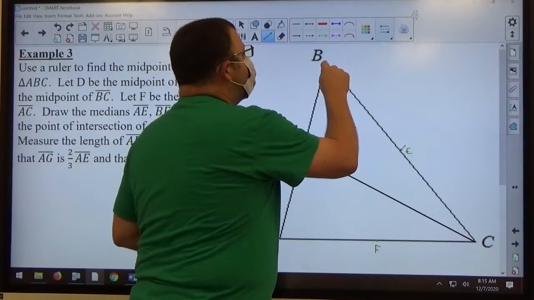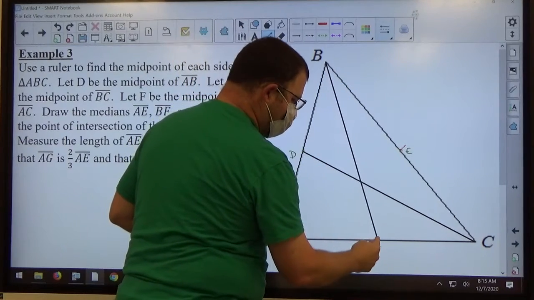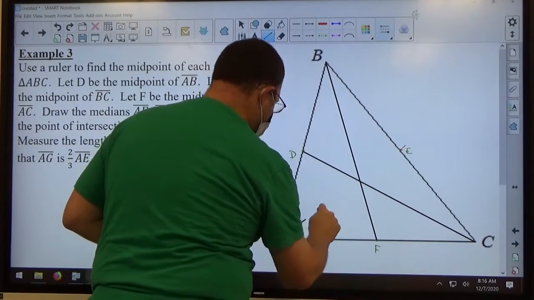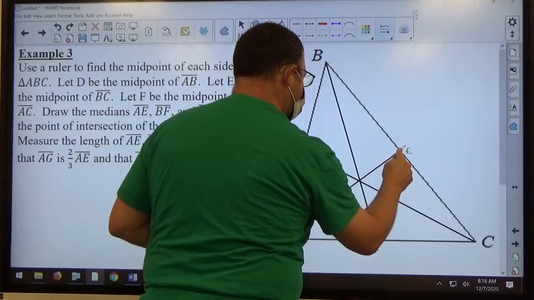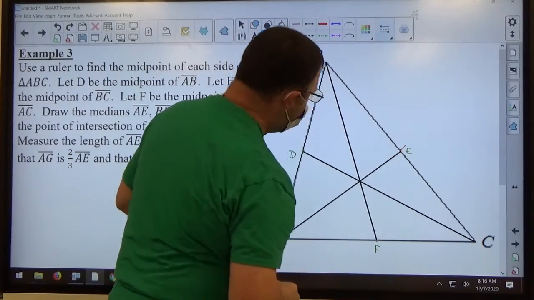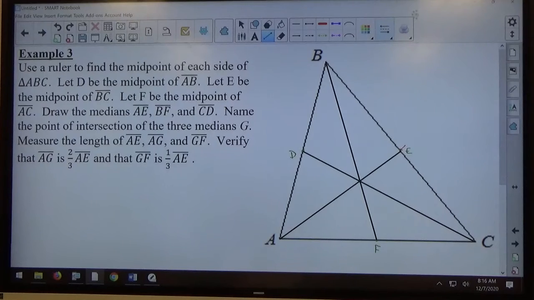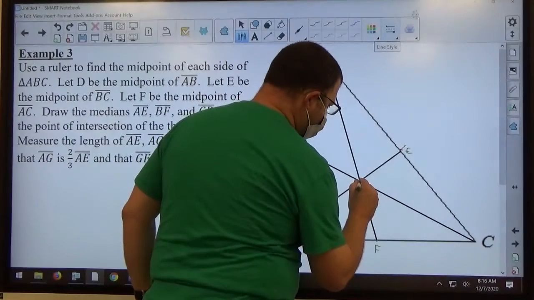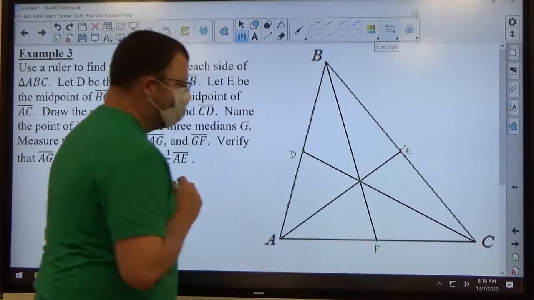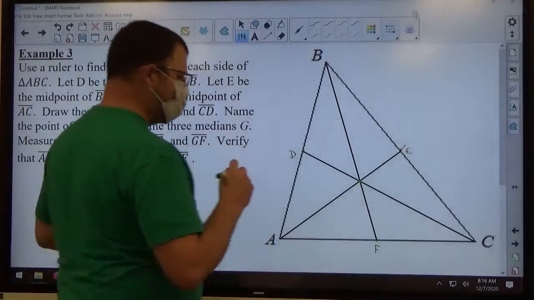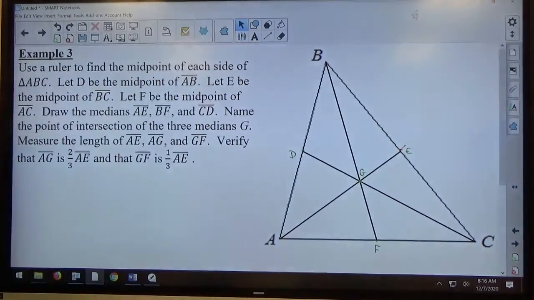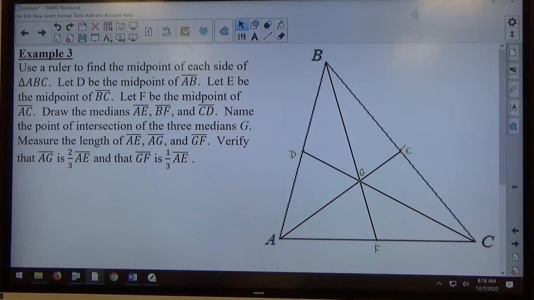So if I go from D down to C, so this midpoint to that vertex, again, be as precise as possible when you draw this. And then go from B down to F, and then go from A over to E. And you see there, they do pretty closely intersect at that spot, right? So this point of intersection of the three medians is to be named point G, and you put the G wherever it fits. Just a little experimentation here, we can create this.